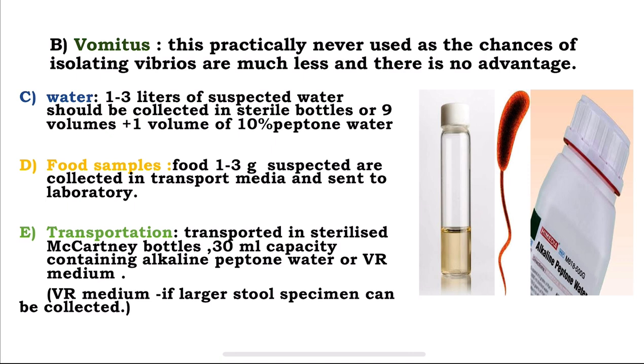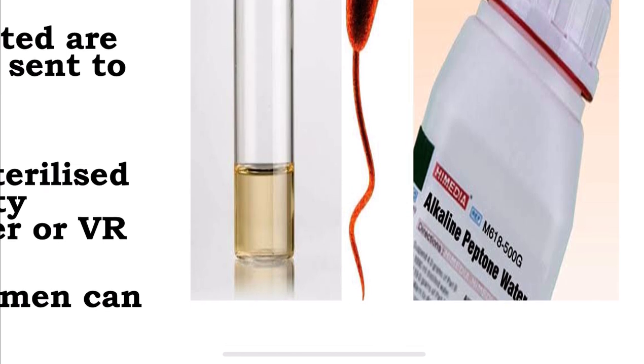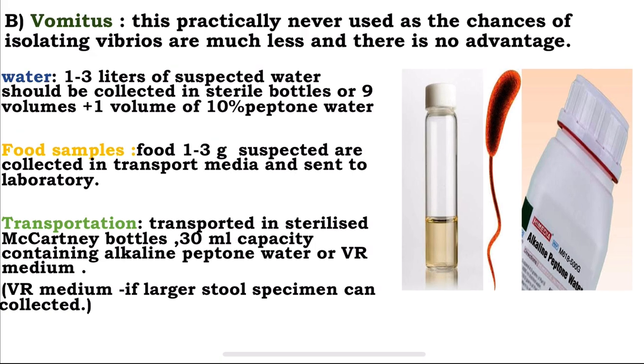Whereas for water, 1 to 3 liters of suspected water should be collected in a sterile bottle, or you can consider it as 9 volumes of water sample and 1 volume of 10% peptone water. Whenever a well is considered to be contaminated with Vibrio cholerae, in order to find the infective organism, the pathogen, we collect 9 volumes of water sample and 1 volume of 10% peptone water.